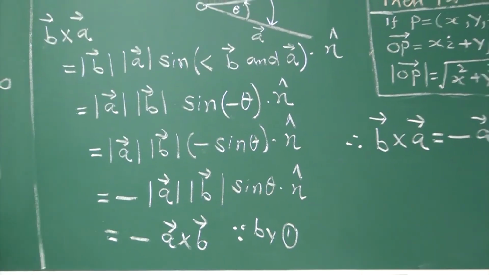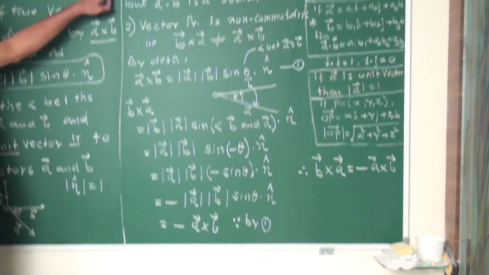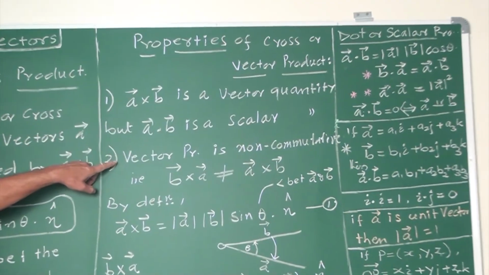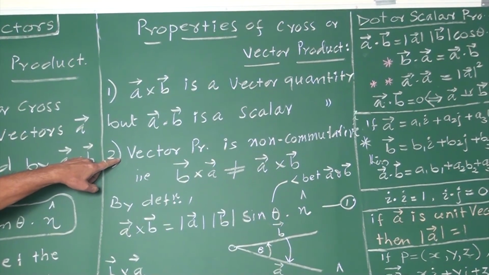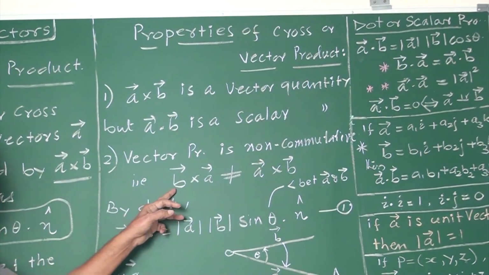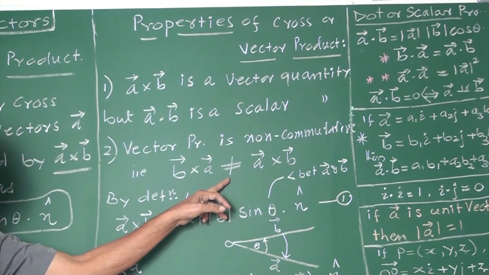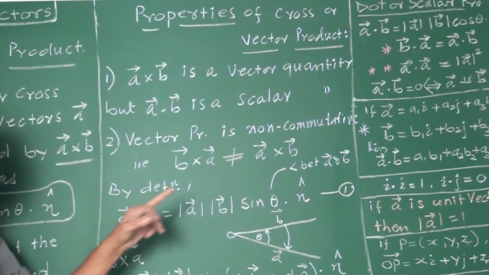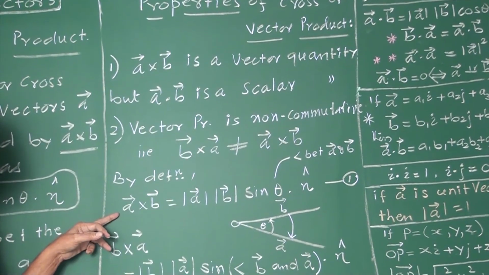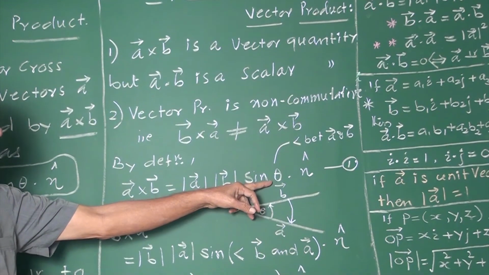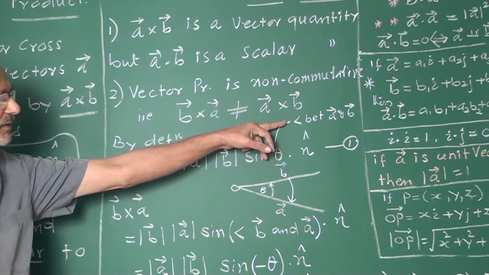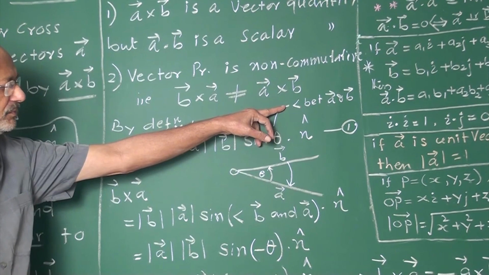My friends, I'll explain this once again. See, we want to prove vector product is non-commutative. Non-commutative means what? B cross A is not equal to A cross B. By definition, A cross B is this. Theta plays a very important role. Theta is the angle between the vectors A and B.